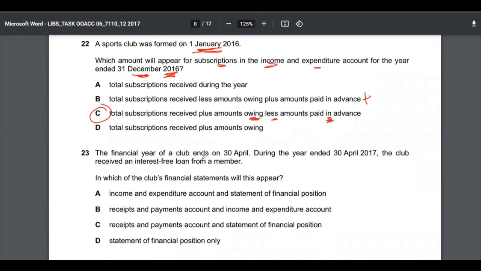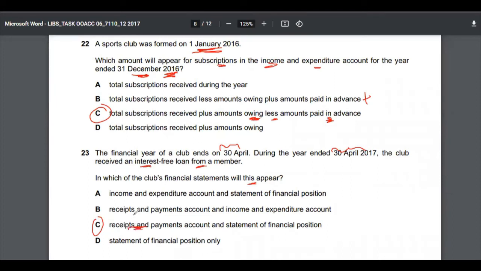So let's look at multiple choice 23. The financial year of a club ends on 30th April. During the year ended 30th April 2017, the club received an interest-free loan from a member. In which of the club's financial statements will this appear? It's going to appear in the receipts and payments account and statement of financial position. So let's find that option. And there it is. The answer to multiple choice 23 is actually option C, right?